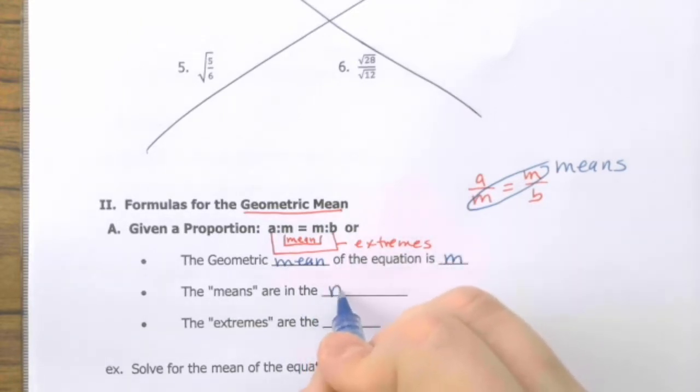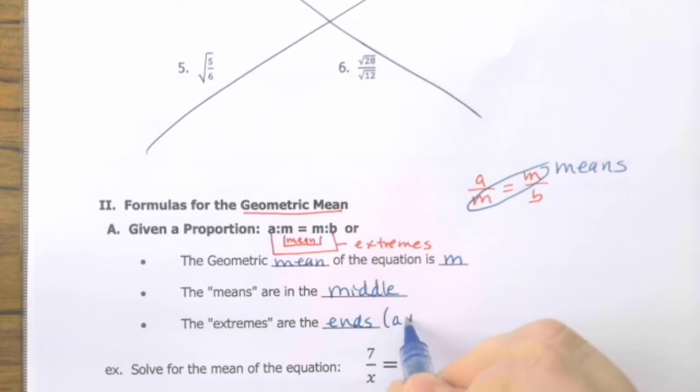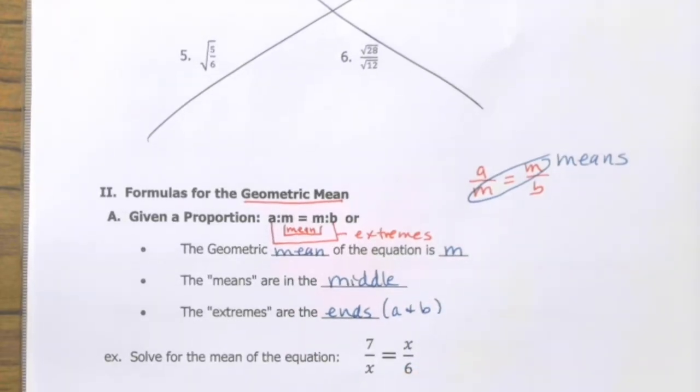Means are in the middle. Extremes are the ends of the expression. So in this case, the ends would be A and B. Okay, so here's an example. Solve for the mean of the equation.